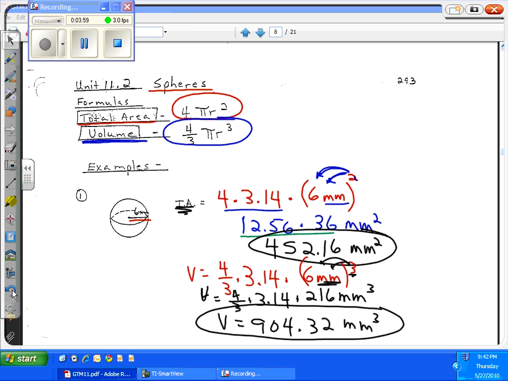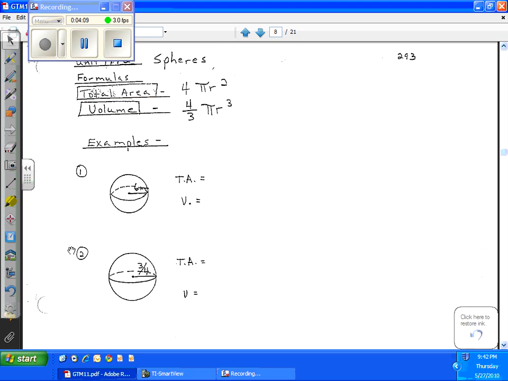Any questions on example 1? We found the total surface area, the total area, and we found the volume. Okay? All right. Number 2.